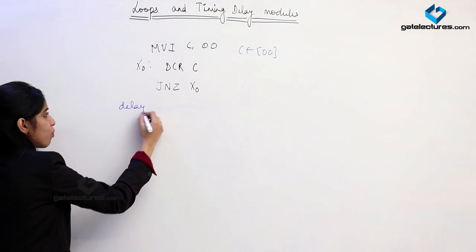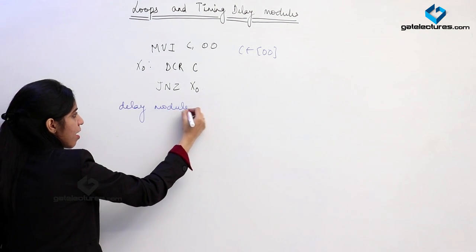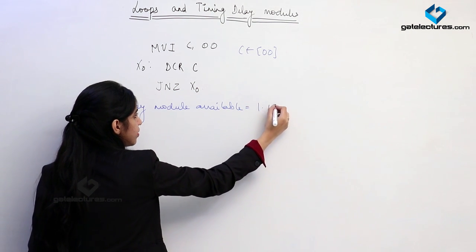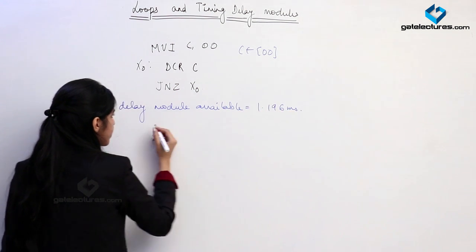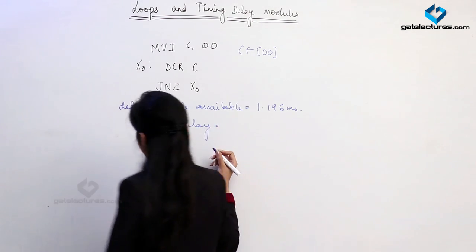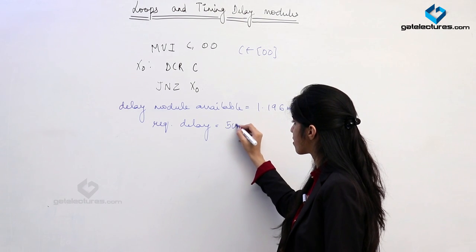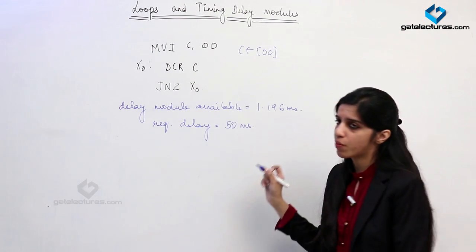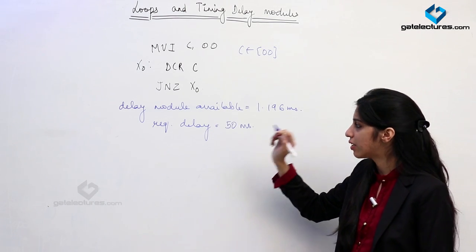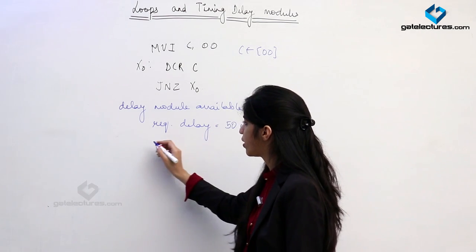Now see, this delay module is available. We've just calculated this can produce a delay of 1.196 milliseconds. Now the required delay: suppose you require a delay of 50 milliseconds. Now the question is, how many times should I run this module so that I can get a delay of 50 milliseconds? So what do I do?